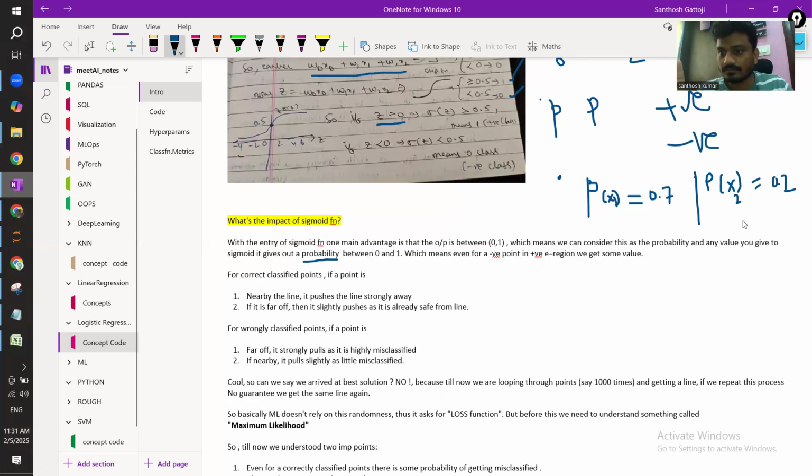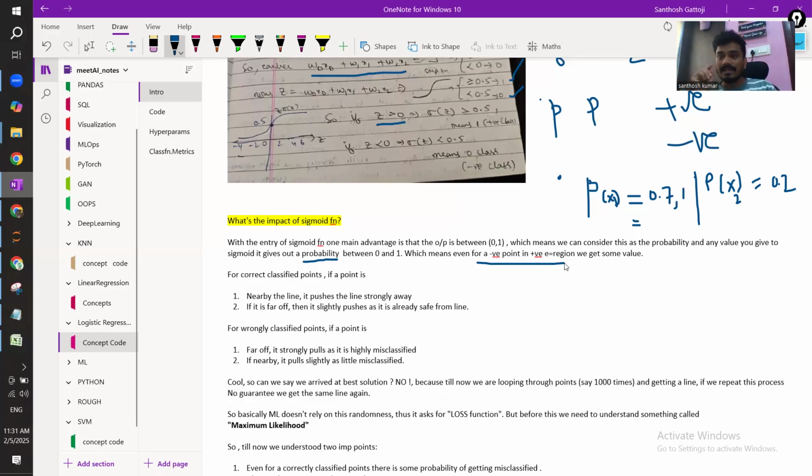Now you see, it did not end here. Now you'll understand. Here, x1 is 0.7 for class 1, and I'll put it in brackets. The interesting point is that even for a negative point in the positive region, you will have some value. Even for a positive point in the negative region, you will have some value.